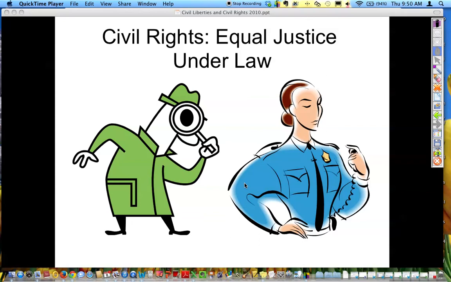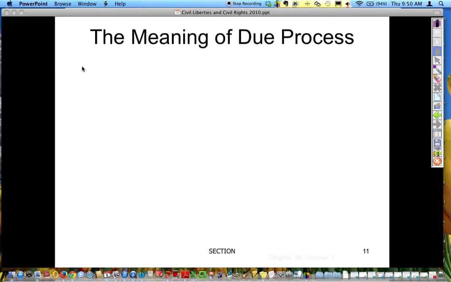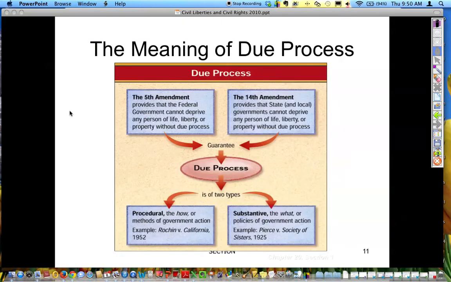How citizens' rights can be protected against national or state government. So this is in your PowerPoint. If you turn to this page, we will go over this section dealing with many of the amendments. This chart basically goes over the Due Process Clause.